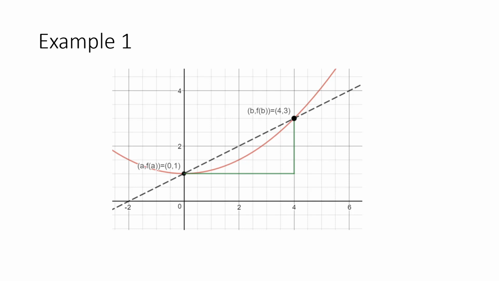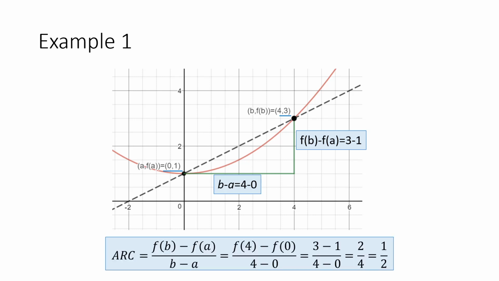So graphically, real quick, we've got a curve of some sort, looks like a parabola. And we've got 2 points on that curve, the point 0, 1 and the point 4, 3. Suppose we want to know the average rate of change between those two. Visually, we're looking at the horizontal change, which would be 4 minus 0, and the vertical change, which would be 3 minus 1, and we're dividing those two. Remember, the vertical divided by the horizontal.